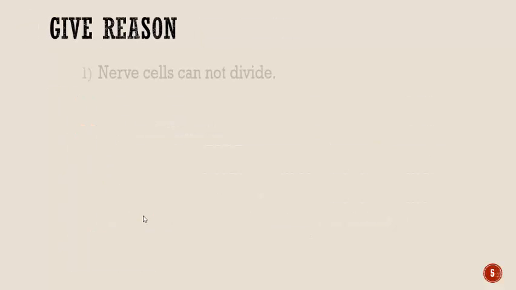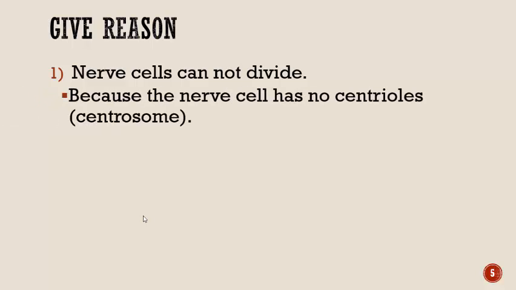The first and very important question: the nerve cell cannot divide. Do you remember why? Because the nerve cell has no centriole or centrosome, because these centrioles help during cell division. So the nerve cells cannot divide due to the absence of the centrosome.